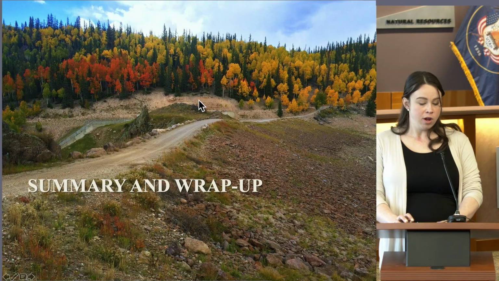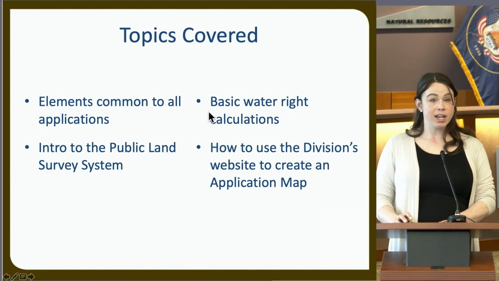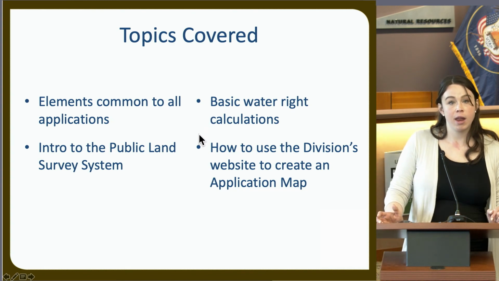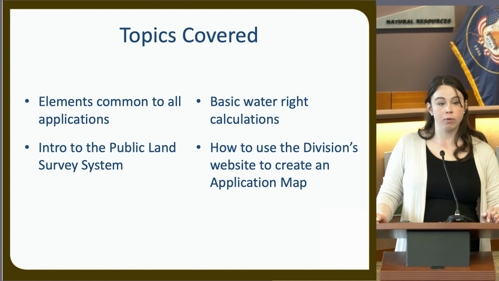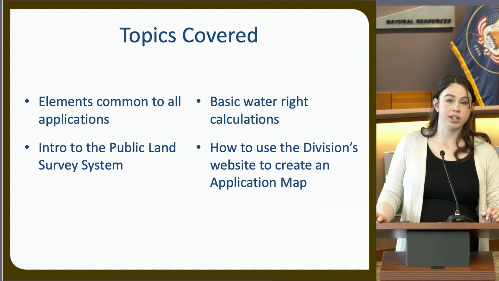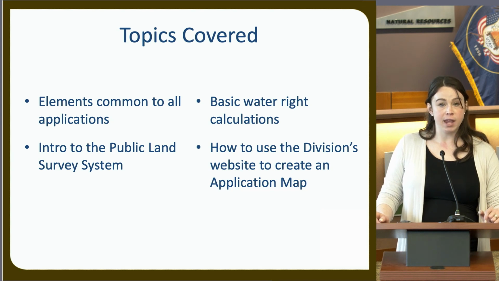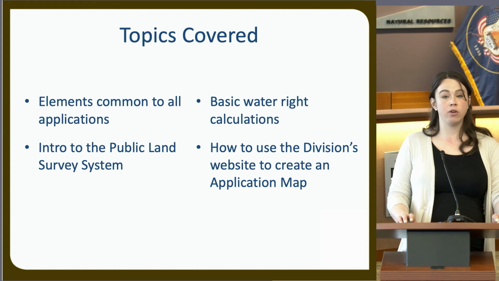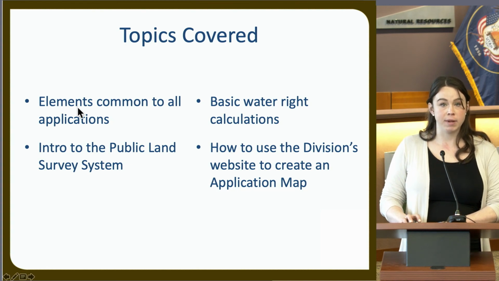Okay, so to just briefly overview what we have discussed today, we've talked about the general website and places you will go as you navigate through filing your applications to appropriate or your change applications. We talked a little bit about the PLS system, or the Public Land Survey System. We did some basic calculations. We talked about diversion and depletion a little bit. And we talked about creating your maps through our mapping system.